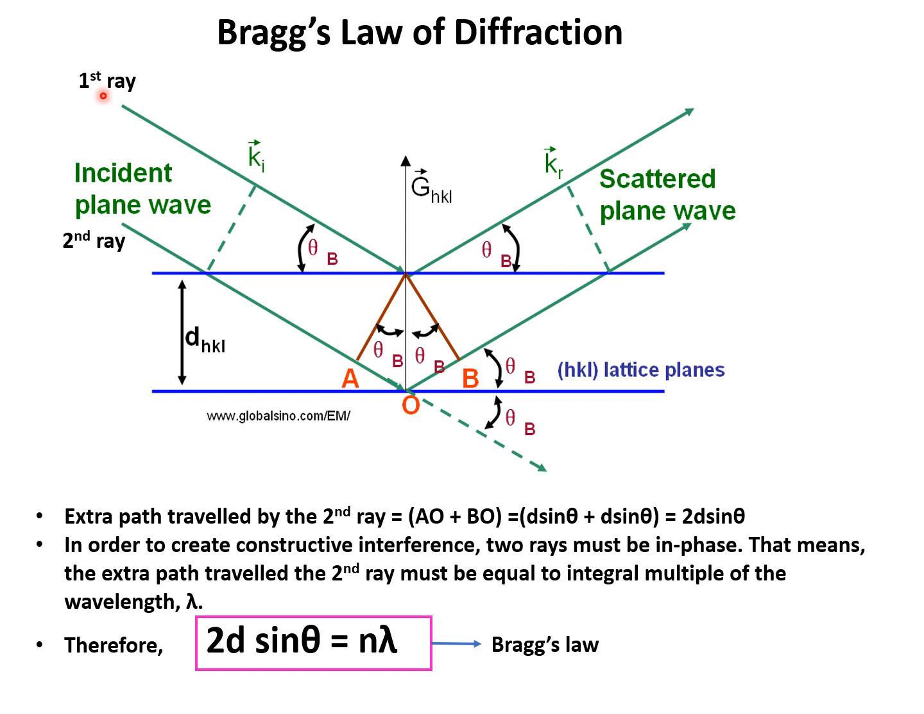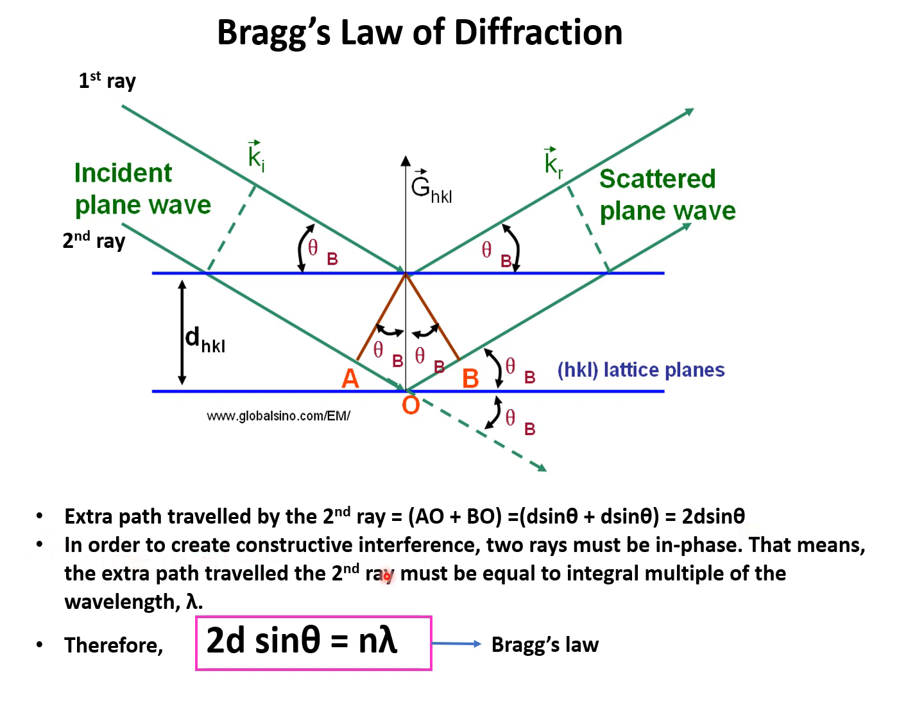So when the rays are incident on the crystal, they get diffracted. So here the first ray is given in terms of the green line, the incident ray as well as the scattered wave, whereas the second ray. So from this also we can very well calculate the HKL lattice plane values given over here. So the extra path traveled by the second ray is equal to AO plus BO. Where is AO? Here. You have AO plus BO is equal to d sin theta plus d sin theta. So that gives you 2d sin theta.